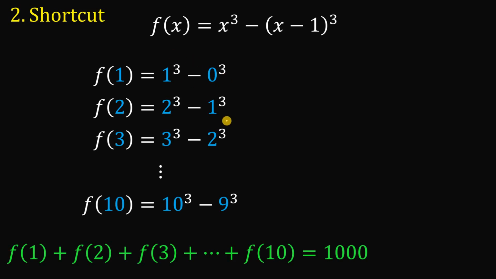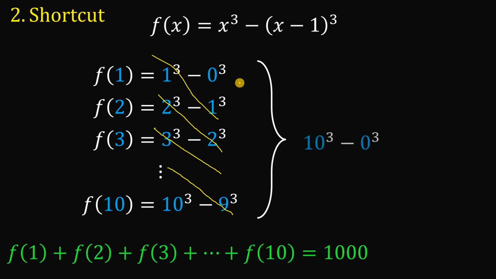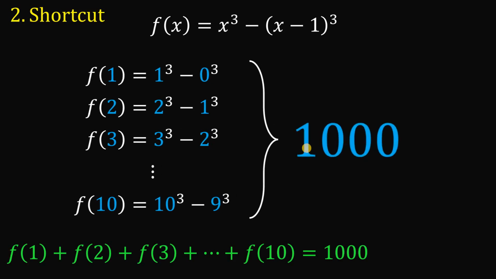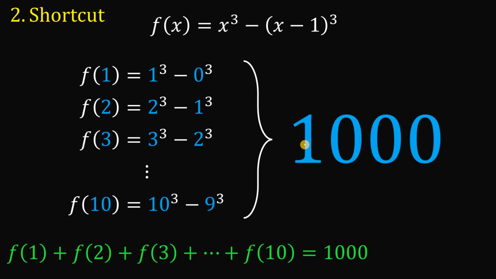Now, notice, if we add all of these values, positive 1 cubed and negative 1 cubed cancel out, positive 2 cubed and negative 2 cubed cancel out, positive 3 cubed and negative 3 cubed cancel out, all the way down to positive 9 cubed and negative 9 cubed. So what's left if we add all of these values is just 10 cubed minus 0 cubed. And we know 0 cubed is just 0. So this is just 10 cubed, and 10 cubed is just 1,000. And this is the shortcut to find the answer to this question.